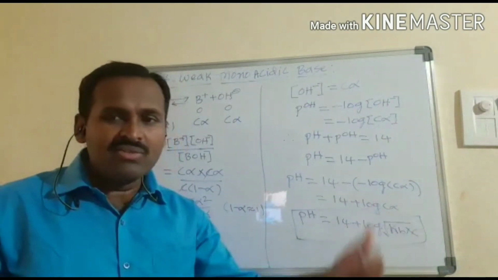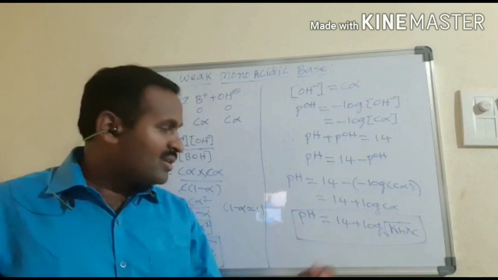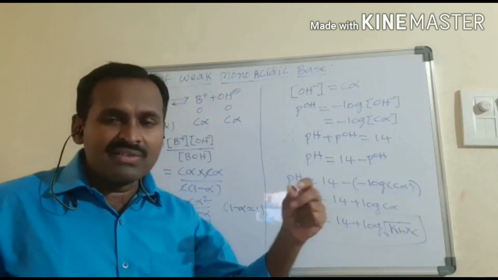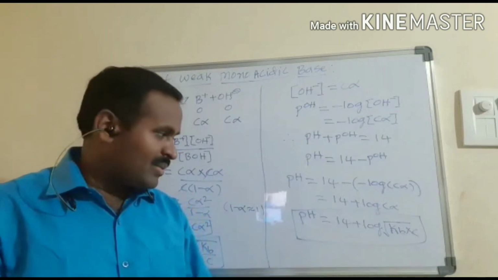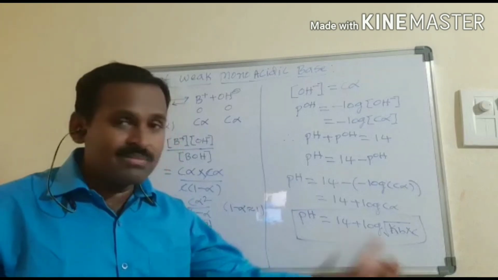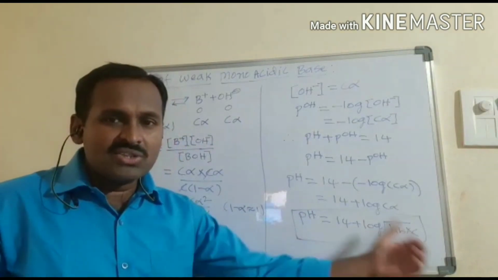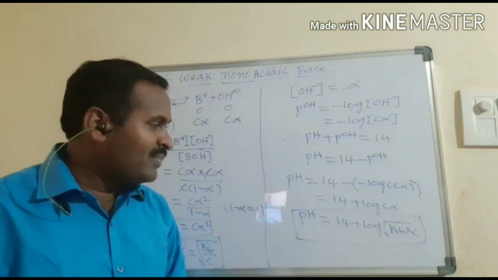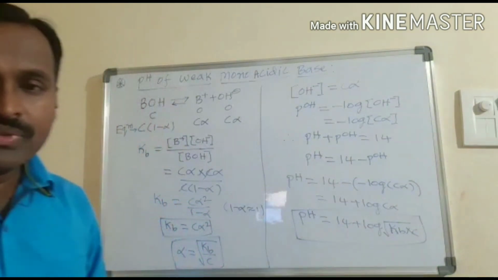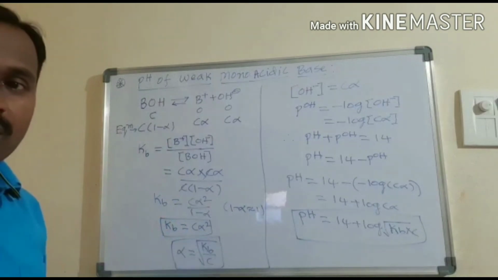This log value you will definitely get as negative. Why? Because the pH value is always less than 14. 14 plus a negative value may give up to 0 as a possibility, and it may even give some negative values also. So this is the concept.